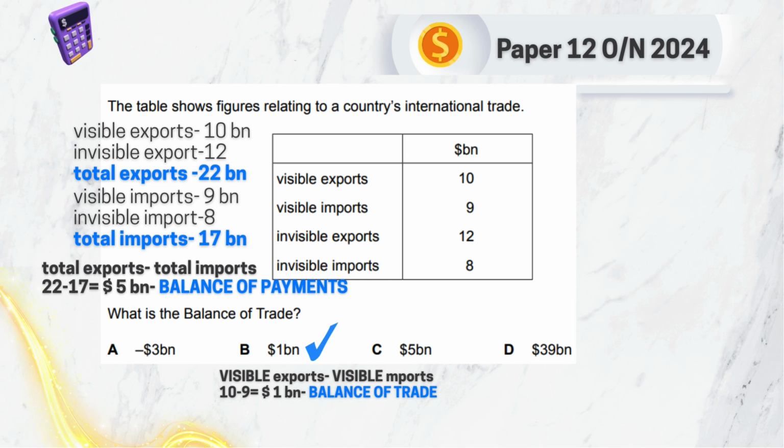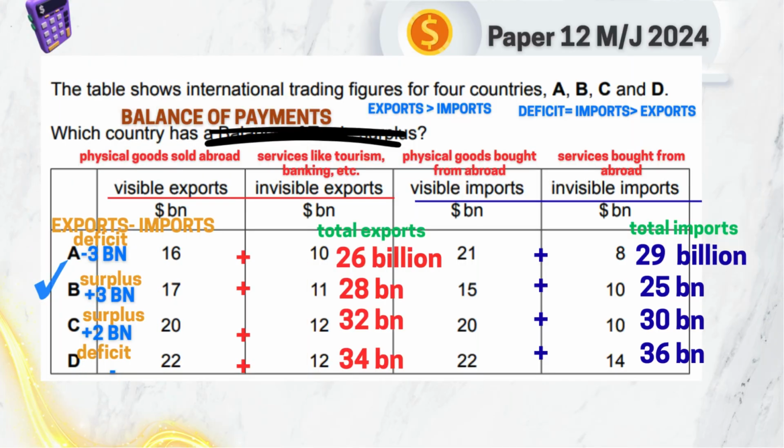So what you need to do is to subtract exports minus imports. It's always like that, E minus I. So 10 minus 9 equals 1. Okay, 1 billion. That's the balance of trade. Now I will add another concept, which is balance of payments. It's the BOP. Earlier it was BOT, now it's BOP.